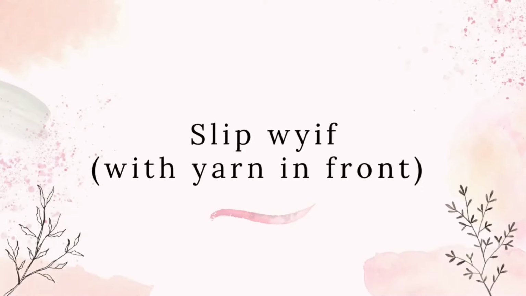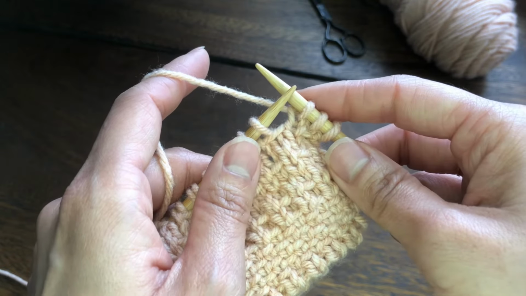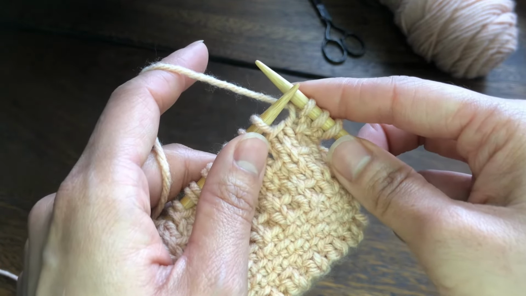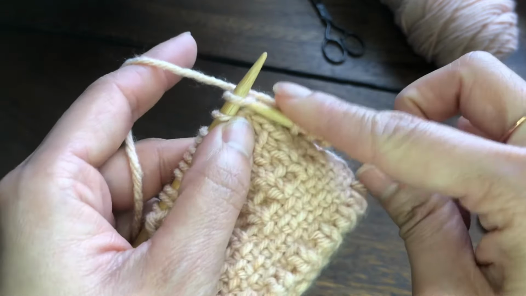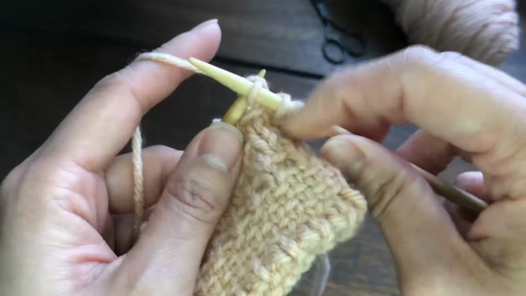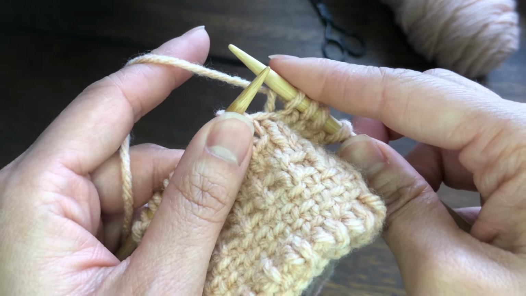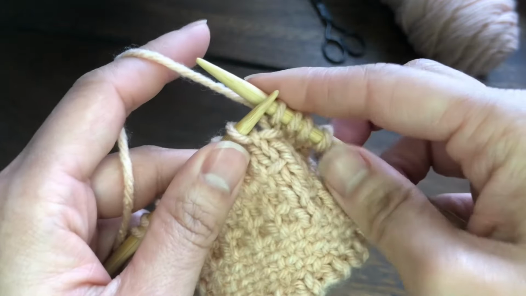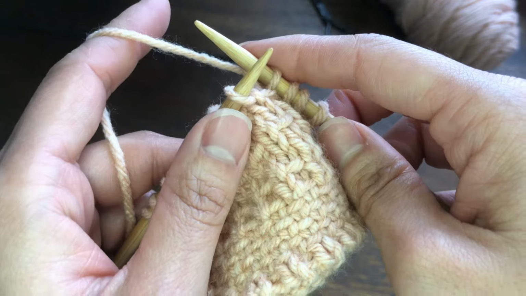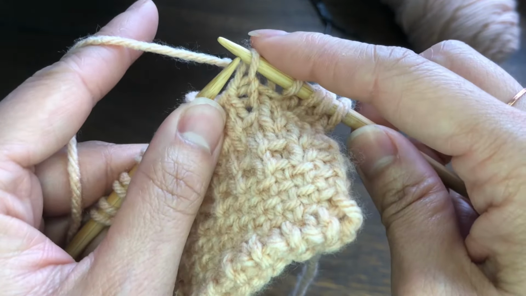Slip with yarn in front. As I mentioned before, if the yarn position needs to be changed, it will be specified on the pattern. For example, if we are knitting a knit stitch, the working yarn will be placed in the back. When it states to slip a stitch purlwise without any specification, we are going to leave the working yarn as it is, and then slip the stitch purlwise, just like this.